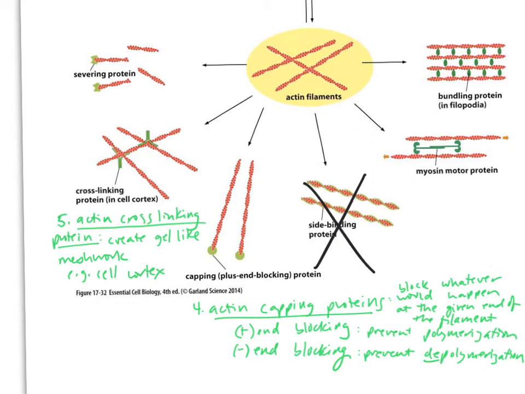Next, there are actin cross-linking proteins, and these will create a gel-like meshwork. These are, for example, found in the cell cortex, and you can see here that there's these little boomerang-shaped proteins. That's the actin cross-linking protein, and we called these attachment proteins when we saw these in the cell cortex previously. Also notice that I put actin in front of the name here to help remember that it is specifically regarding actin rather than a different cytoskeleton filament.